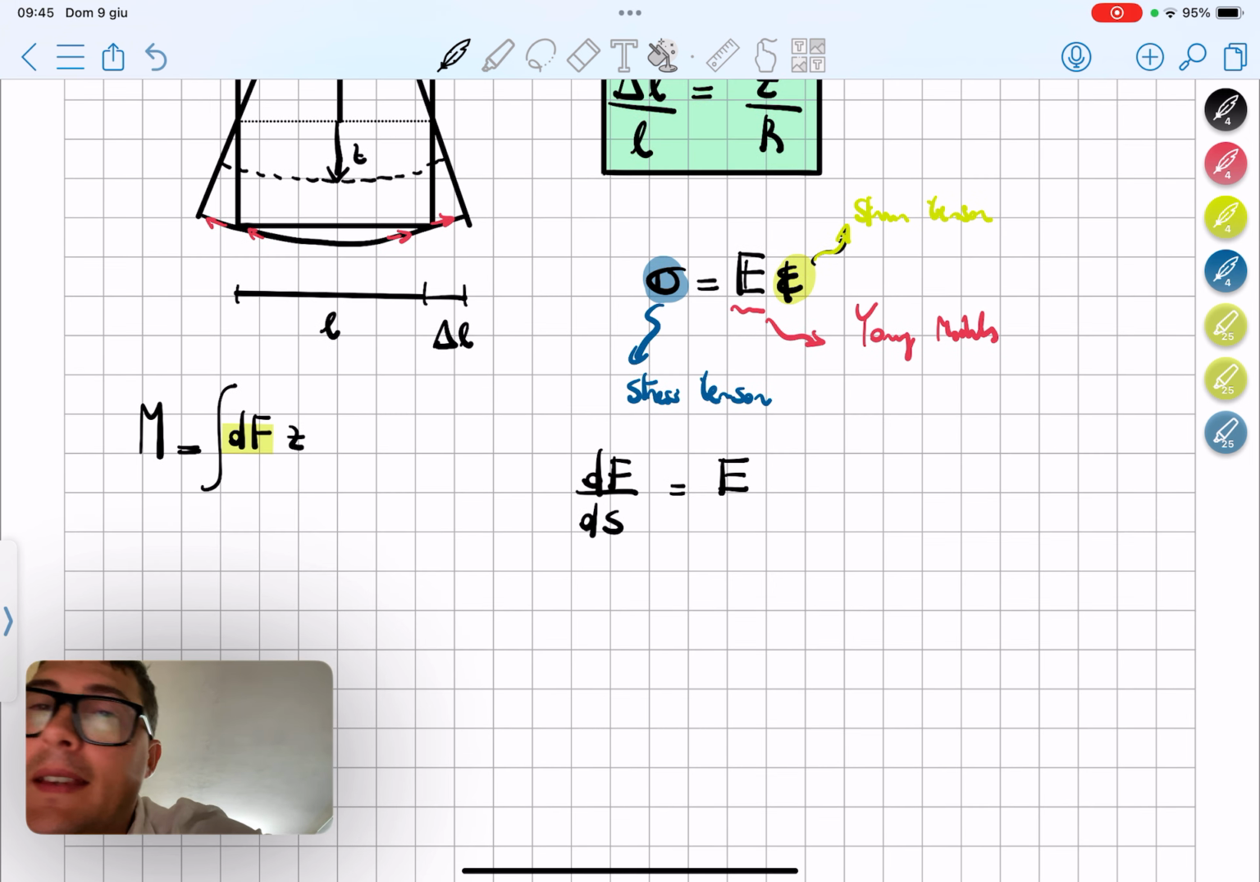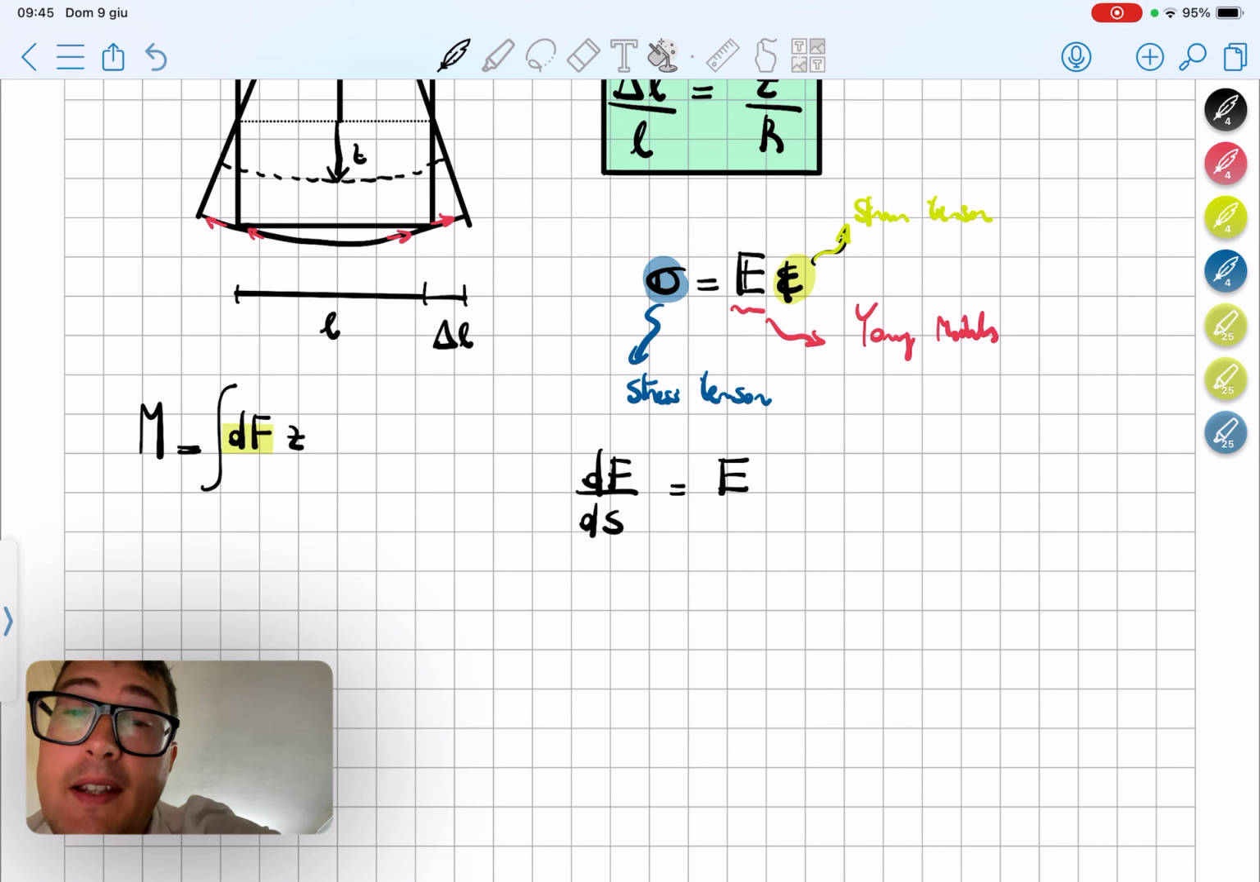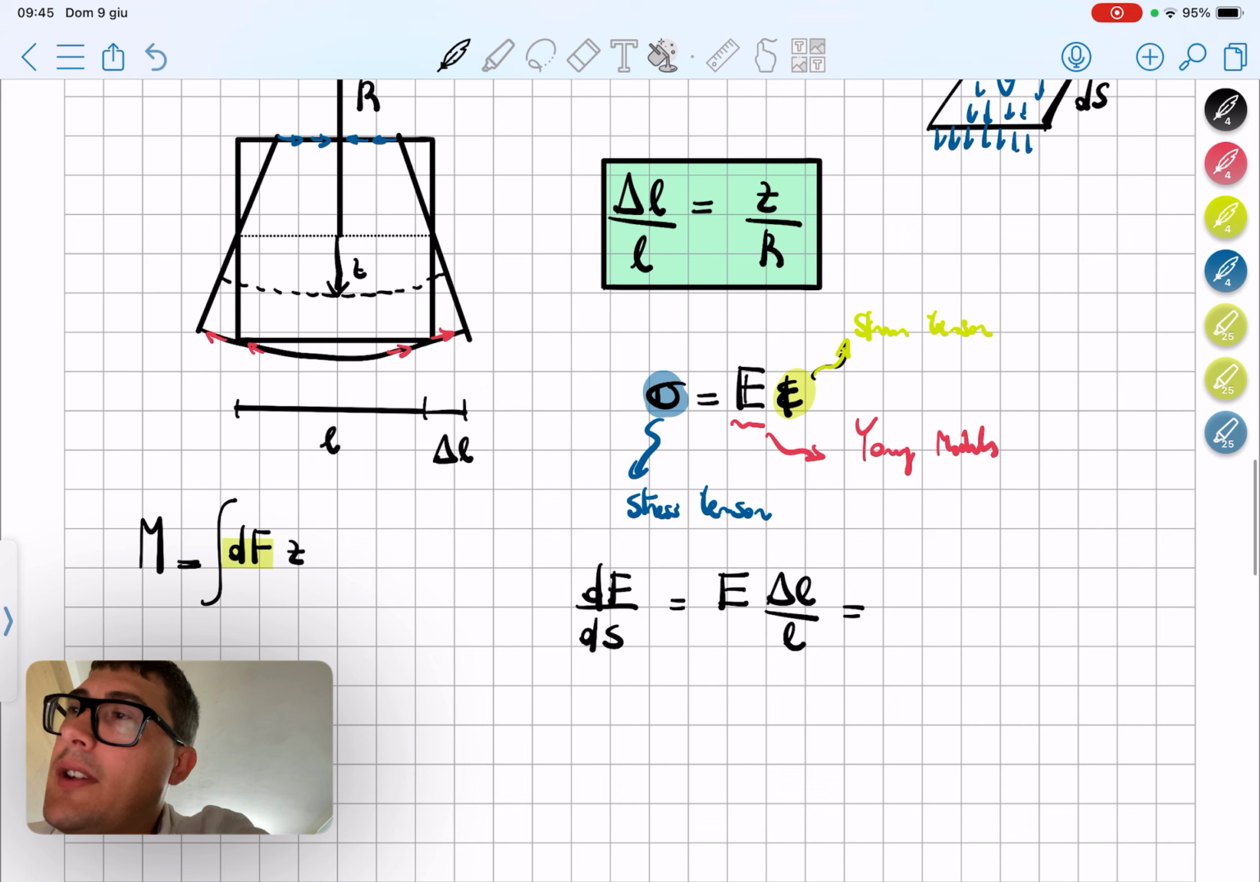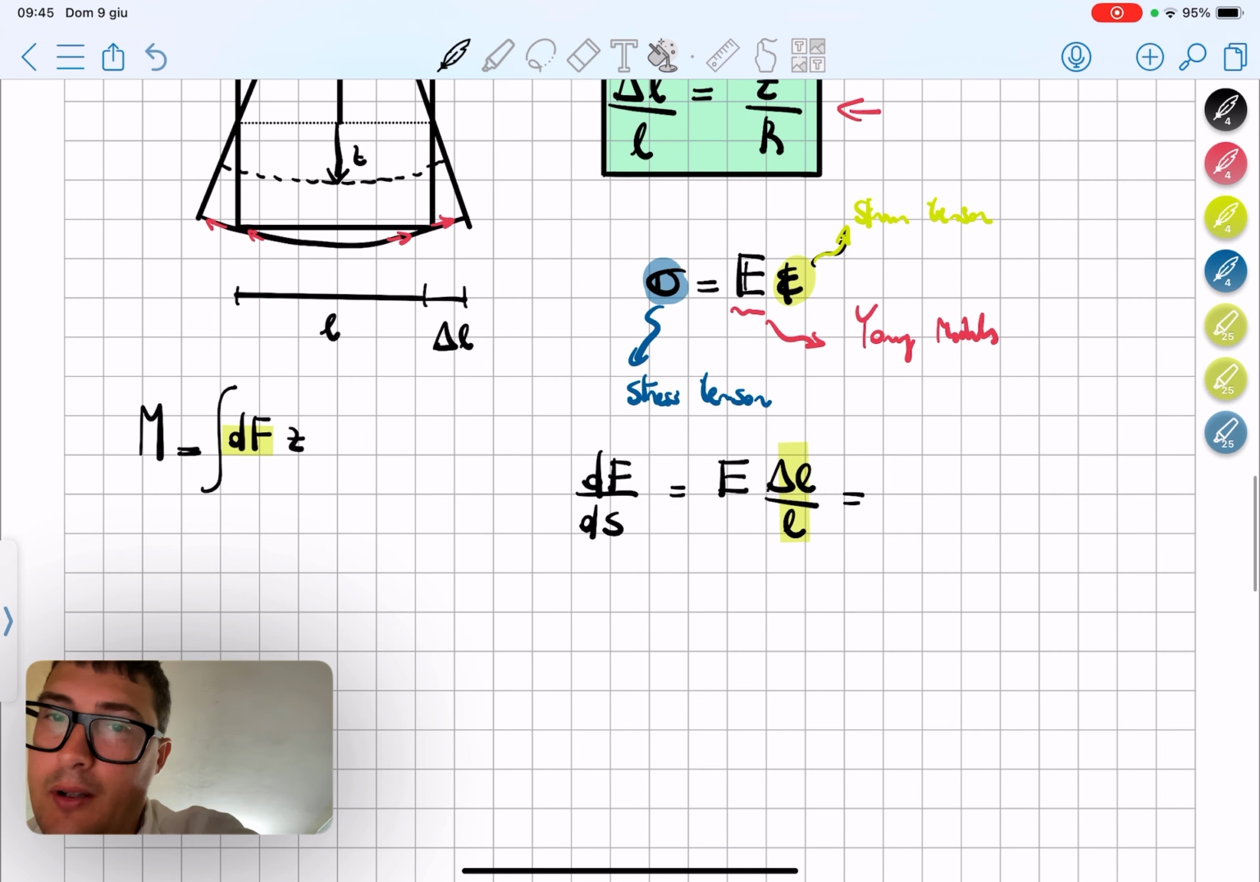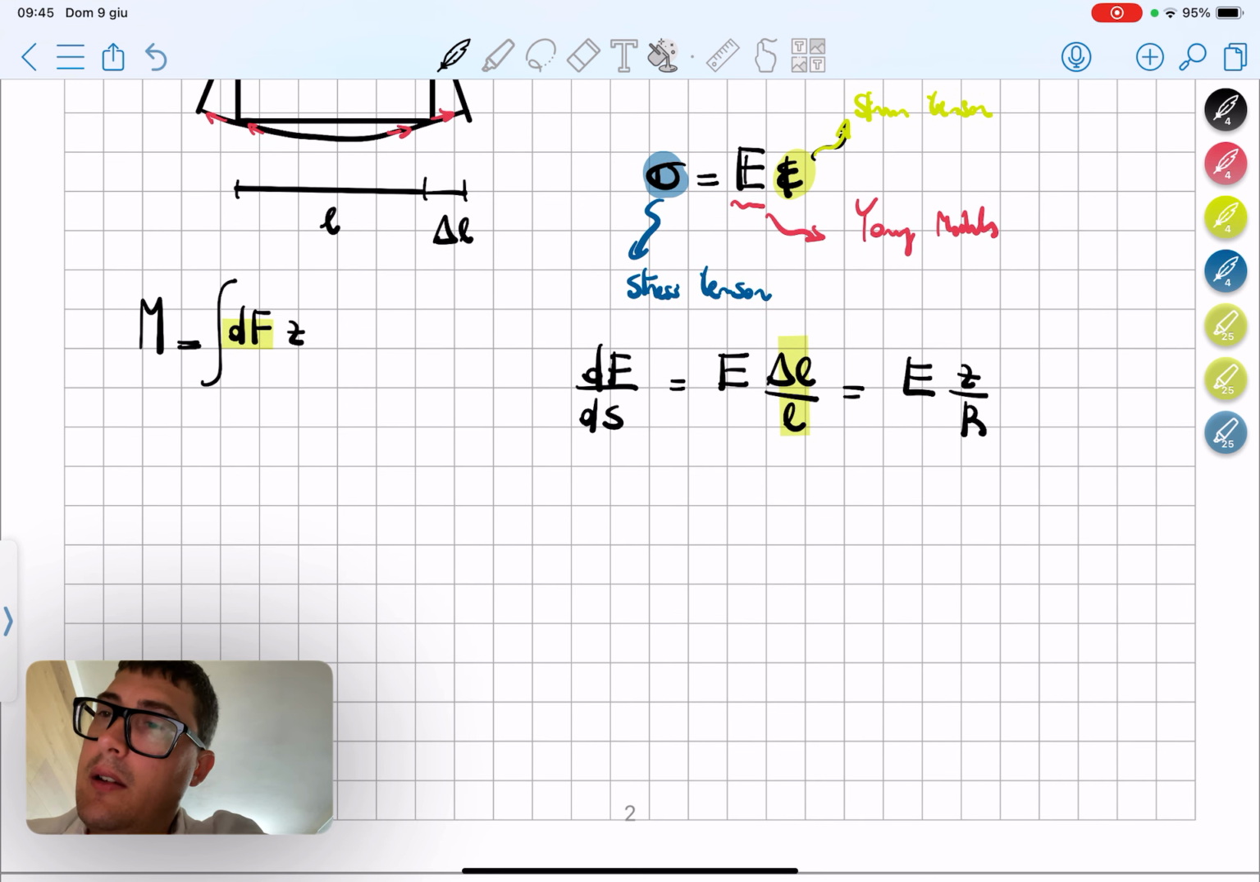And the strain tensor in the infinitesimal picture we can think about as delta L over L. So it's the proportionality between our delta L and the length which we started off with. There is no dimension for strain, it's just a dimensionless physical quantity. So from this we can see that if we make use of this equation here, we replace delta L over L with Z over R. So we get E Z over R. And from this we obtain that dF is E Z over R ds.